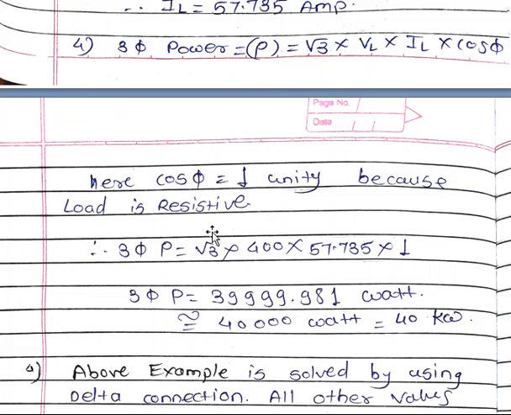The answer of this calculation is three-phase active power equal to 39,999.981 watt. That is approximately equal to 40,000 watt, that is 40 kilowatt.